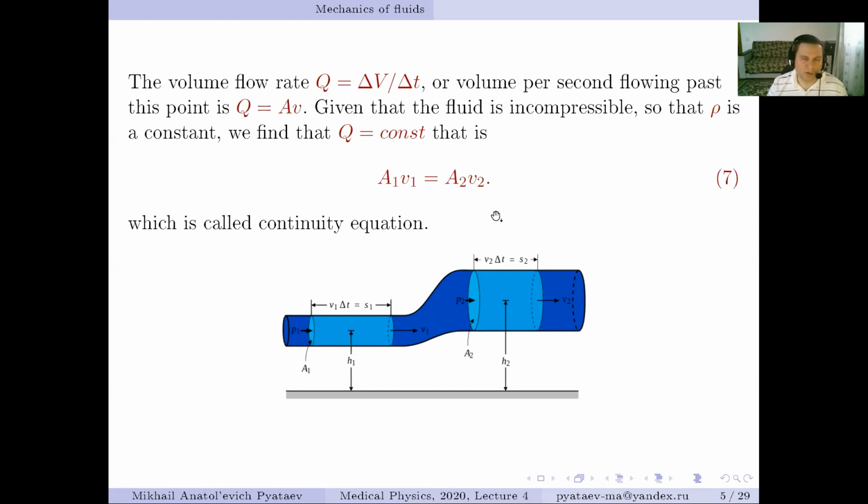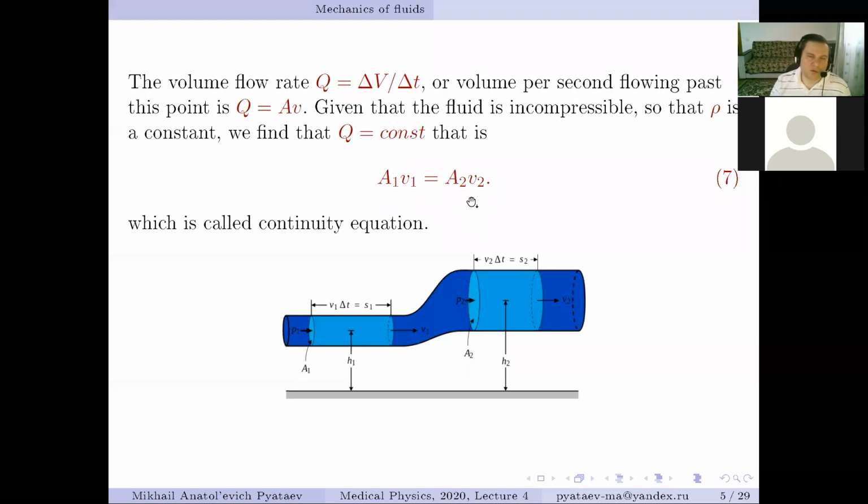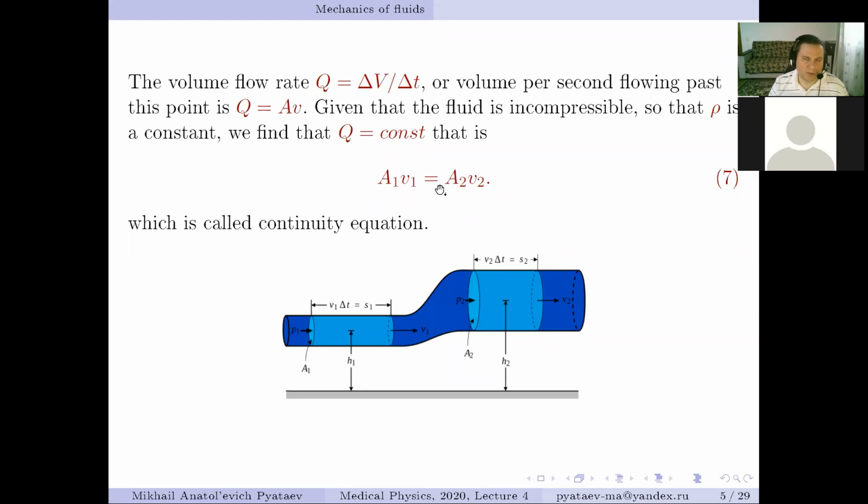Well, this is known as the continuity equation, a very important equation of hydrodynamics, of mechanics of fluid. It is valid every time when we discuss incompressible liquid, incompressible fluid. In most cases, it is applicable not only to liquids, but to gases also. But in liquids, we can say it is valid almost every time.